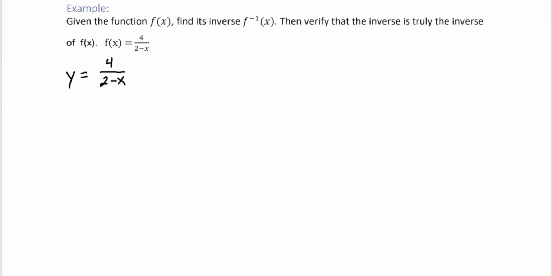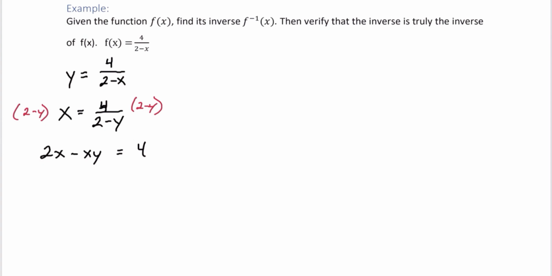Up next, we switch the variables. The y becomes x, and the x becomes y. From here, we need to isolate the y, get y by itself. We can multiply by the LCD on both sides. This will give us 2x minus xy equals 4.